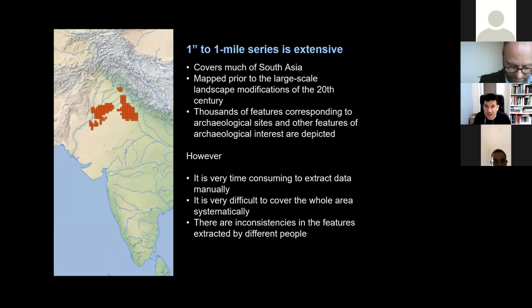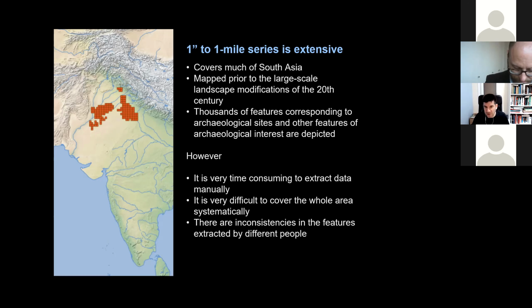It covers a large part of South Asia. They are absolutely great because they predate landscape modifications of the 20th century. With the extension of irrigated agriculture, you need to flatten out the landscape so the water can move freely. The presence of a mound will disturb this water distribution, so many of them were flattened out. In this map, many of them are still standing. But there are also lots of features that could be of interest.